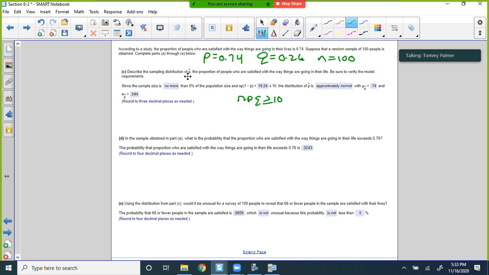Describe the sampling distribution of p-hat, the proportion of people who are satisfied with the way things are going in their life. Be sure to verify the model requirements. Since the sample size is no more than 5% of the population, and the population being who? Everybody, right? N times p times (1 minus p), which is actually q, is 19.24. If I take n, p, and q and multiply them, I get 19.24, which is greater than 10.